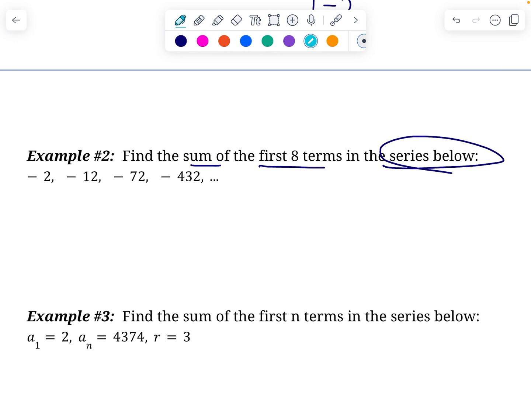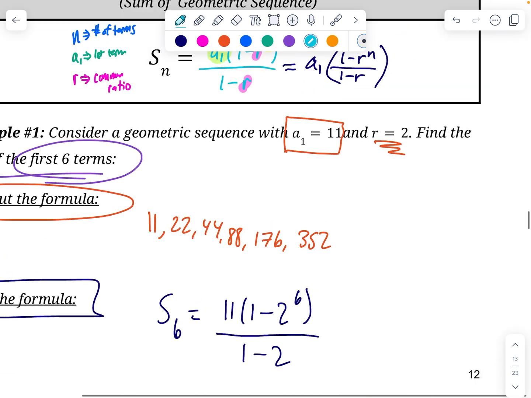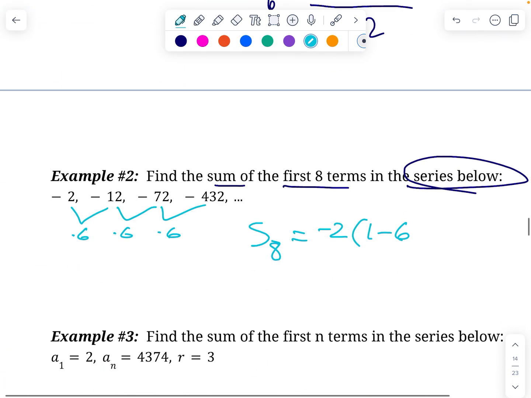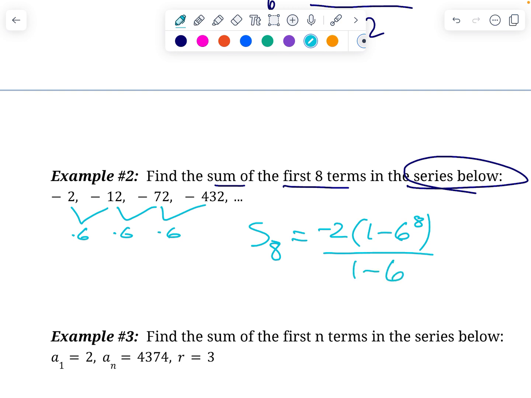You need to check now, moving forward, whether it's arithmetic or geometric or neither. If it's neither, then we don't have a formula for finding the sum. But if it's arithmetic or geometric, we do. You should be able to look at that real quick and say, oh, it's geometric. It's multiplying by 6. All right, I can find the sum of the first 8 terms. First term times 1 minus the common ratio, 6, to the nth power. So to the 8th power, divided by 1 minus the common ratio.